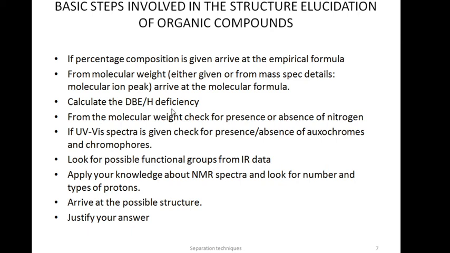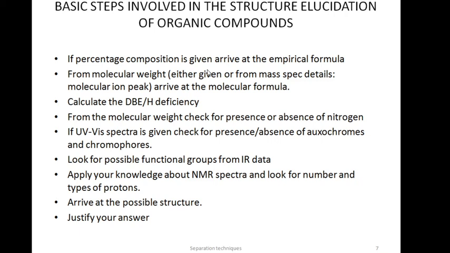Then you calculate the double bond equivalence or hydrogen deficiency. Initially, I suggest you do both double bond equivalence and hydrogen deficiency. Afterwards, in your examinations, you can restrict yourself to only double bond equivalence. And from molecular weight, check if there is any presence or absence of nitrogen. If they have not told you whether nitrogen is present or not, and they do not give anything, then you have to find out. You have to guess whether there is nitrogen or not, depending upon even or odd mass weight.